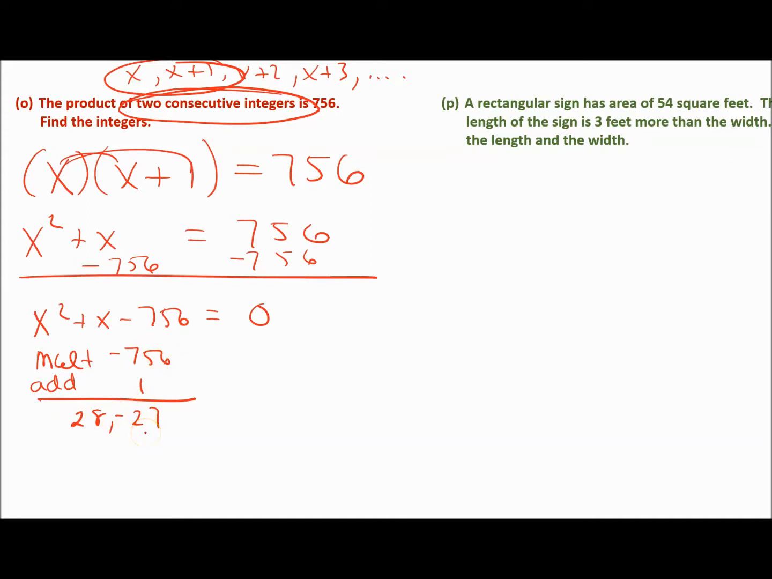Now we're not done. That's not my two numbers. Remember, all that did was factor it. So now I have x plus 28 times x minus 27 equals 0. So now I set each factor equal to 0.